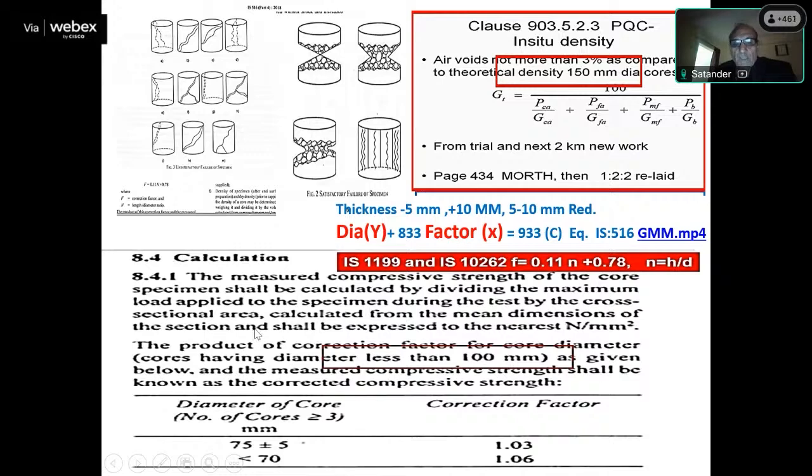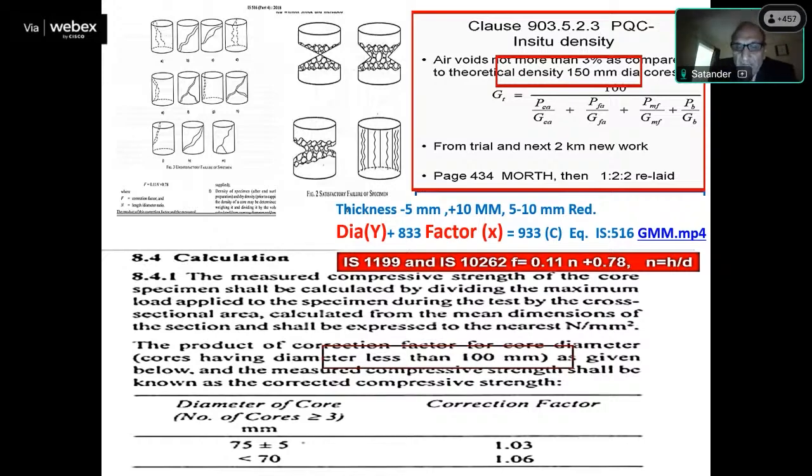Another thing, in the new code, IS 516, a very interesting thing has come. Depending upon the size of aggregate or depending upon the dia of the core, you can get one value from the other also. What this code says in clause 8.4.1: suppose you have to cut a core 100 mm dia. You don't have 100 mm dia. You are having a 150 or 50 mm dia. Now what shall I do? Suppose I want 100 mm result.